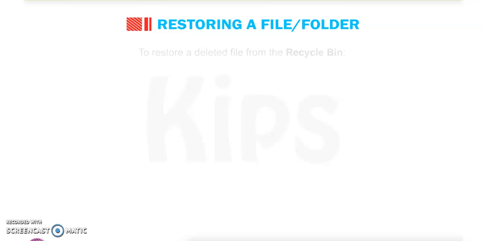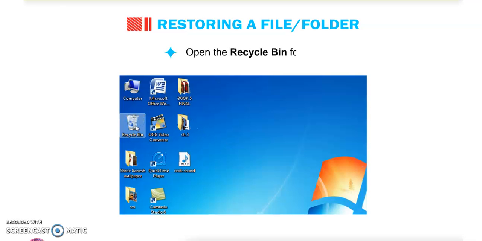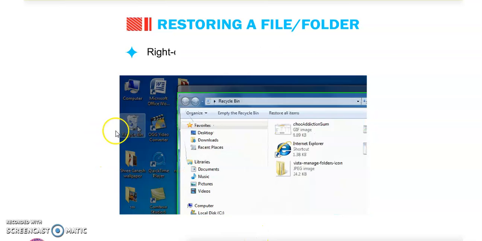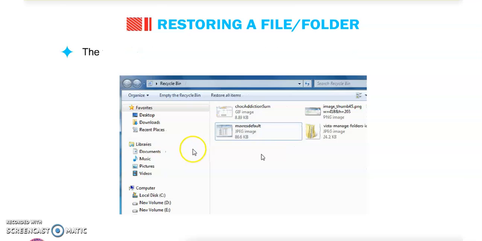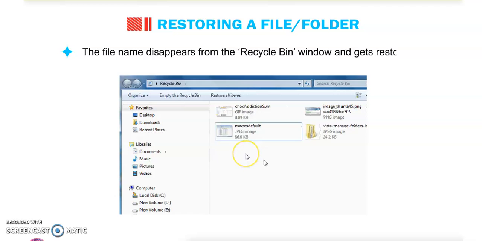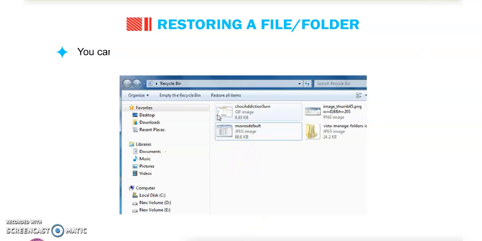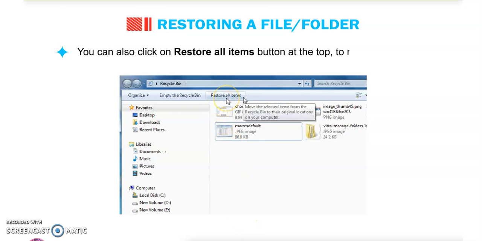To restore a deleted file from the Recycle Bin, first, open the Recycle Bin. Then right click on a file and select the Restore option. The file name disappears from the Recycle Bin window and gets restored at its original location. You can also click on the Restore all items button at the top to restore all the files.